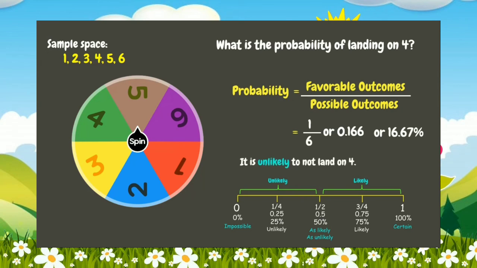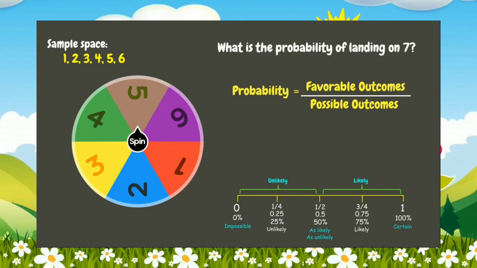Very good. So, what is the probability of landing on 7? The favorable outcomes is 0 because there is no 7 on the spin wheel. And the possible outcomes are 6. So, it will be divided. It became 0, 0%. It's impossible. It is impossible to land on 7. Wow, very good.